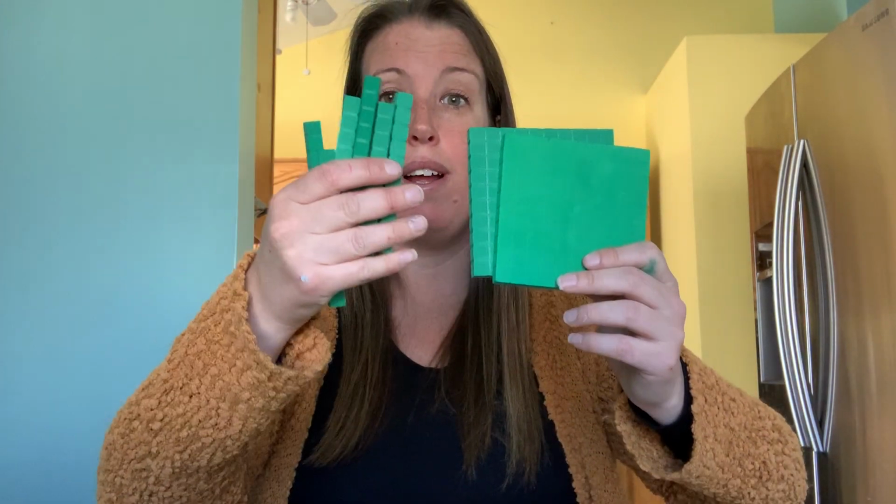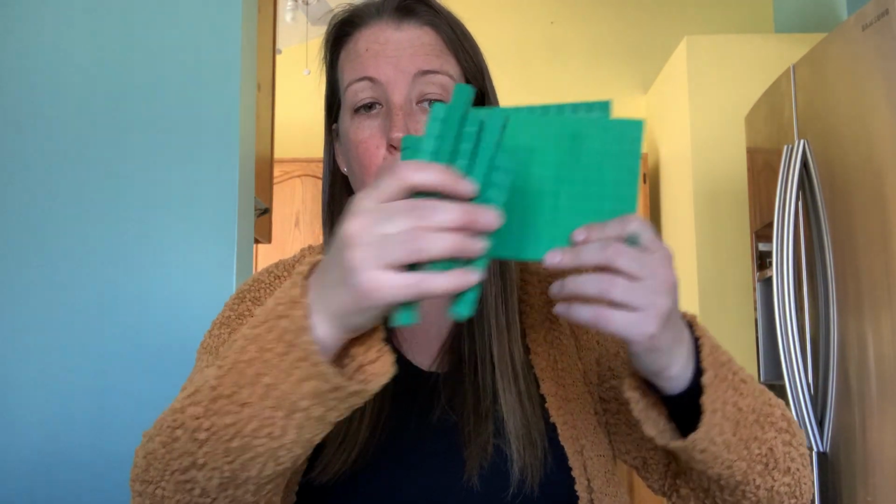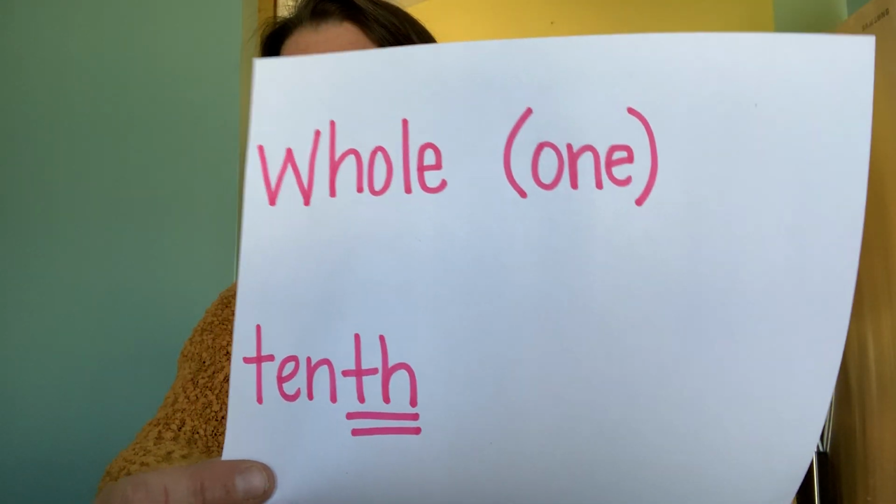If I cut them into 10 parts, 10 of these will make my whole. So I'm going to call these now tenths, and tenths are smaller than a whole. And it sounds weird to say tenth is smaller than 1 because when we think of the word 10, we know 10 is larger than 1, but this is not a 10, this is a tenth, okay? And it's spelled with the TH.